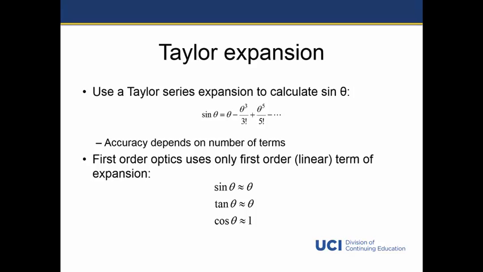When we talk about first order optics, what we're simply talking about is an approximation where we just use that first term, the linear term, in the expansion. So again, sine theta, we're going to approximate as theta. Tangent of theta, cosine theta, the approximations here as well. But that's what we mean by first order optics. So in the next session, what we'll start to talk about is what do we calculate with this first order approximation. Thank you.